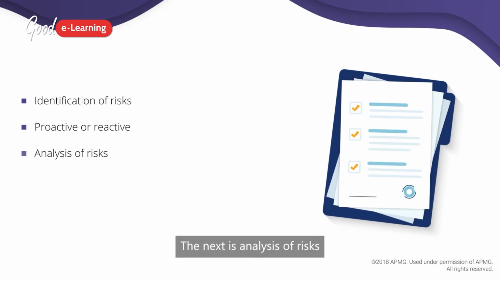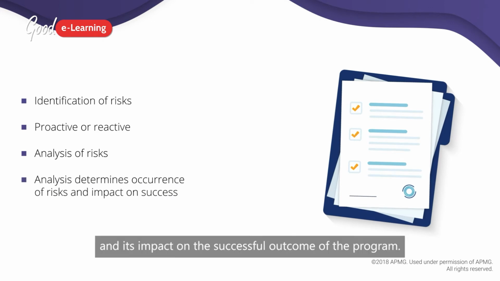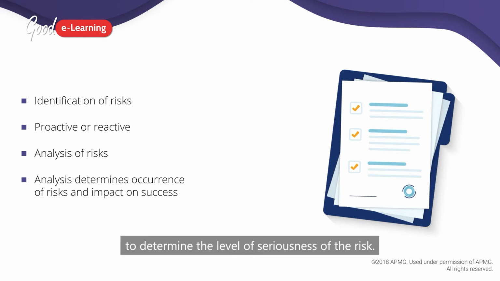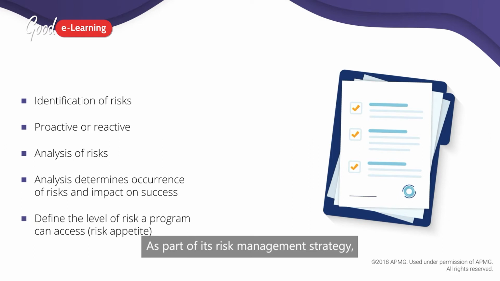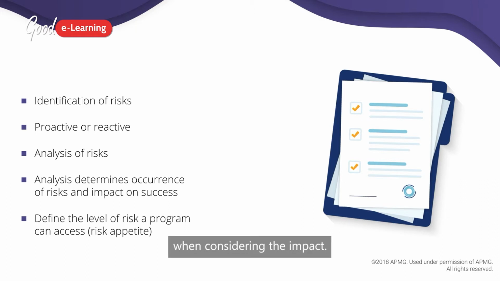The next is analysis of risks, and this will determine the likelihood of the risk occurring and its impact on the successful outcome of the program. These two factors can be used to determine the level of seriousness of the risk. As part of its risk management strategy, programs should have defined the level of risk they're prepared to accept, sometimes called risk appetite. This should be factored in when considering the impact.